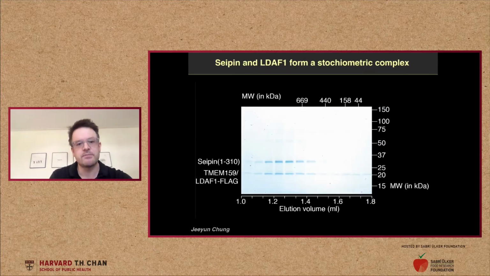So Jian also purified the protein in a complex together with sapin. This is the final step of this purification from a size exclusion chromatography. And you can see first that these proteins migrate together in a size exclusion chromatography and appear to form a stoichiometric complex.